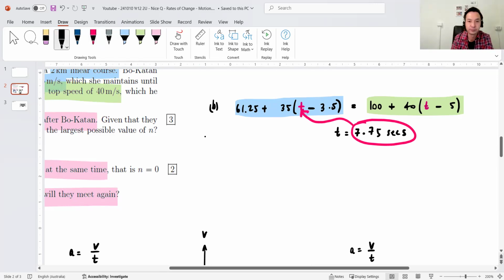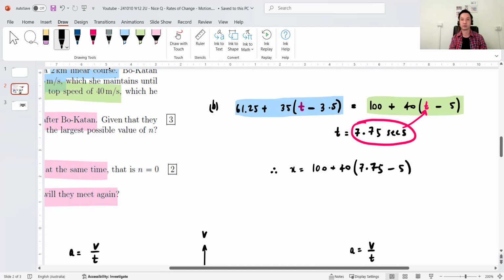Plug it there. So therefore, actually not. That one's got more decimals. I'm going to be smart and plug it in this side. Therefore, displacement equals 100 plus 40 times 7.75 minus 5. Punch it in the calculator, 210 meters.